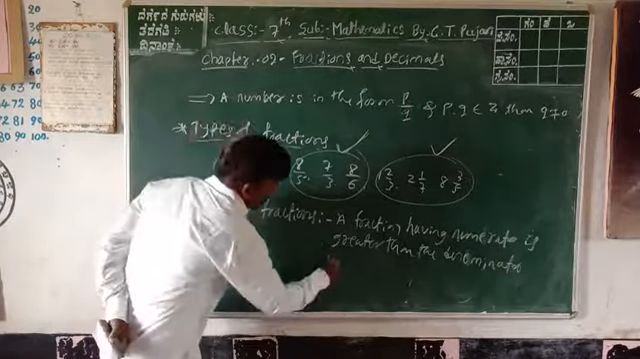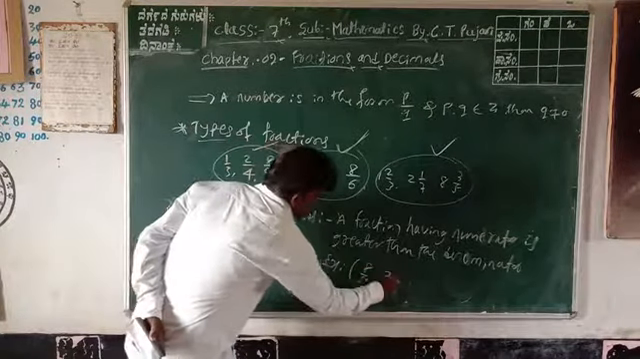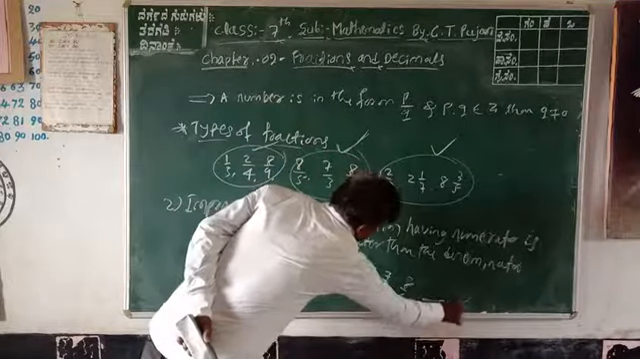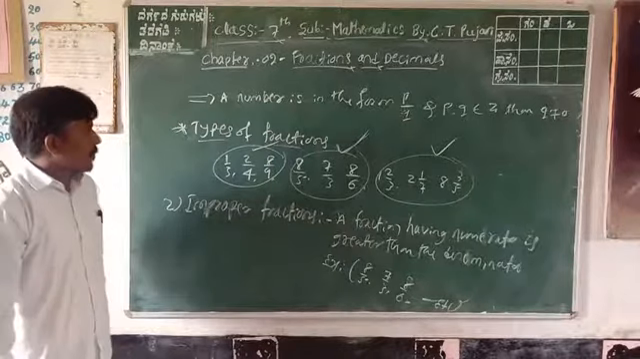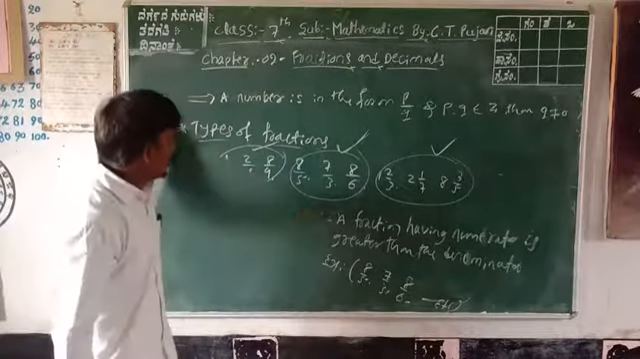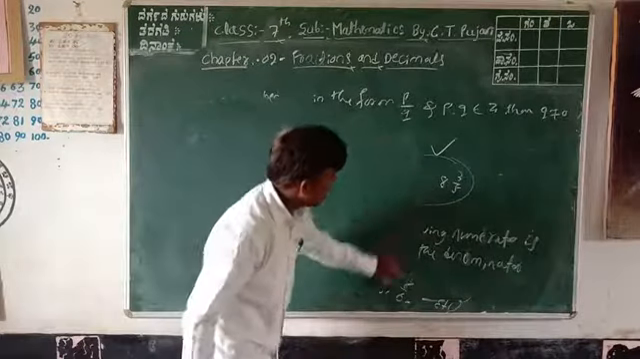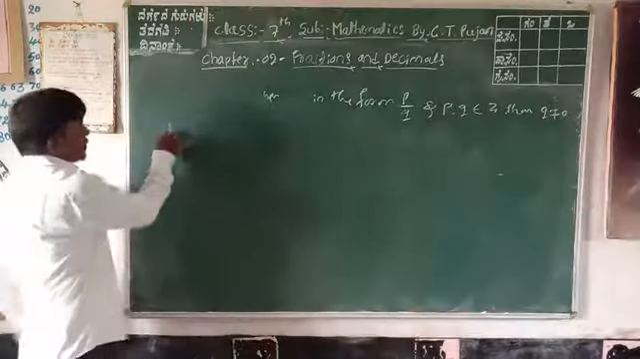For example, 8 by 5, 7 by 3, and 8 by 6, and so on. These are improper fractions. The last one is what? The last one is mixed fraction. Mixed fraction is the last one.